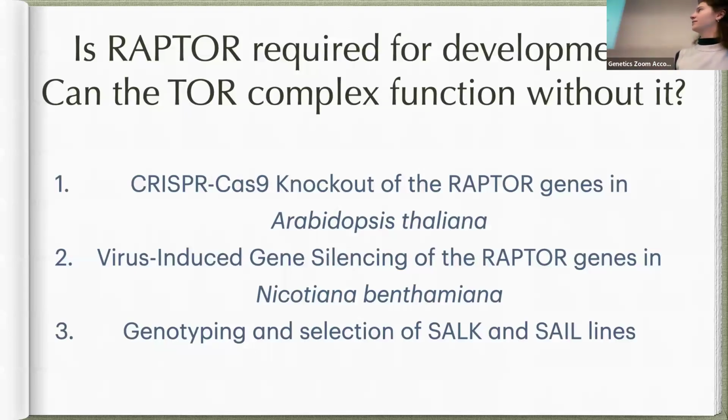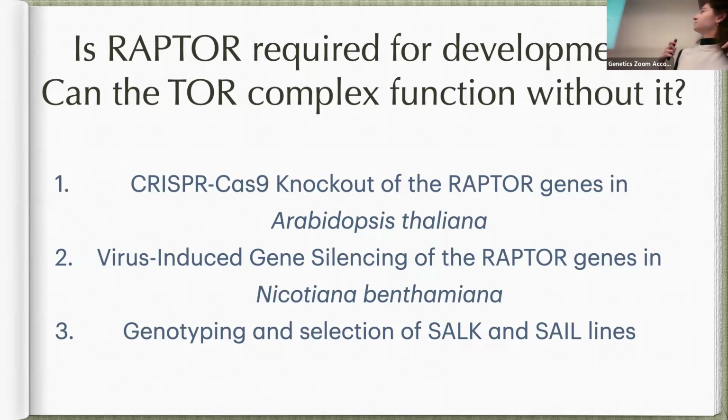So basically, we're asking the question: is Raptor required for development, and can the Tor complex function without it? Specifically in plants, but this also has some applications to things like cancer research, medical, like pharmaceutical targets. Is Tor able to function without Raptor? Because there are things that target Raptor that are used to treat certain medical conditions.